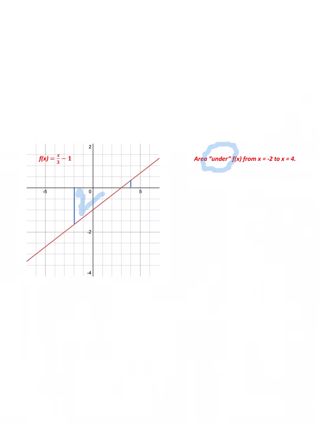So we have this portion here, which is actually negative, and then we have this small portion up here, which is actually positive. So when it says "under", it's actually saying the area between the line of the function and the x-axis. It can be below the x-axis or above the x-axis or a combination of the two.